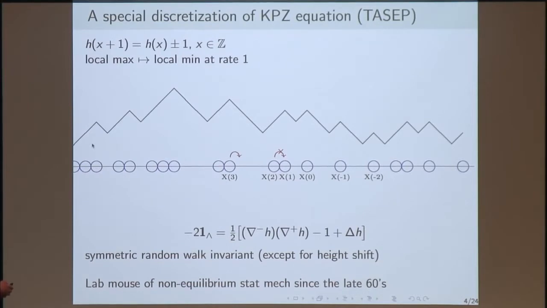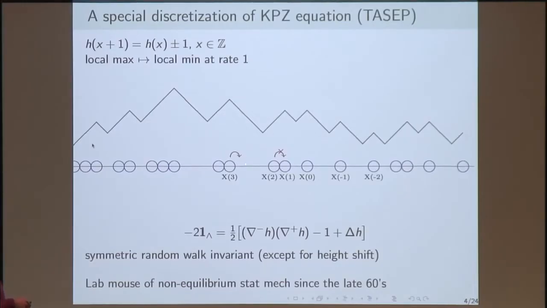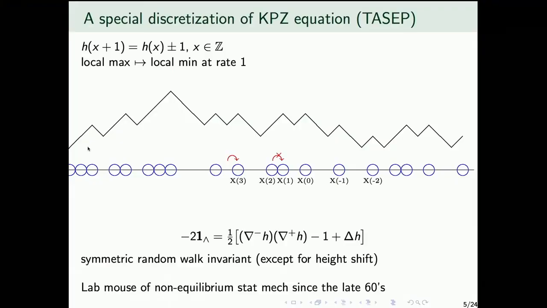The whole rule is that if you have a peak, it jumps to a valley at rate 1. That's all. So there, it jumped. Okay, I'll go back. I'm just showing you the movie again. This little peak here is going to jump to a valley, and that's the same thing as a particle jumping sideways. It's also the same thing as the particle can't jump if there's somebody in the way. That's why it's the totally asymmetric simple exclusion process. Okay, so that's the whole thing.